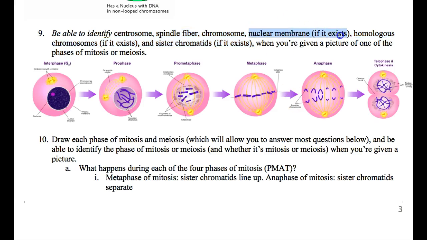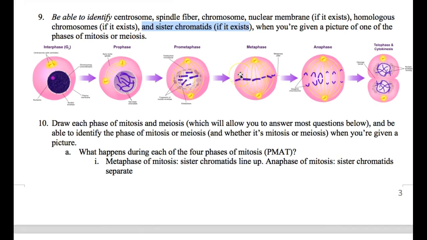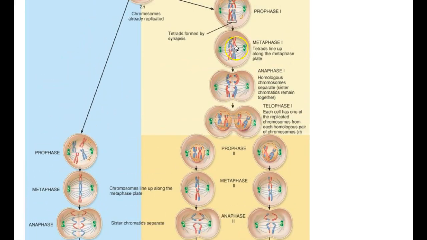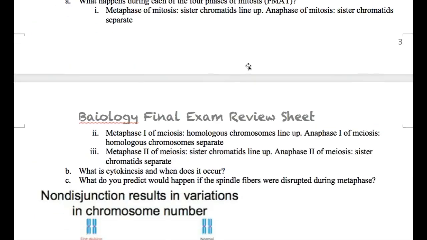And the nuclear membrane is the membrane of the nucleus. A homologous chromosome, we already talked about that. Sister chromatids, we talked about that. So we're good. How do you tell if something is going through mitosis or meiosis? Usually if we have sister chromatids aligned in the middle, that's either meiosis 2 or mitosis. But if you see homologous chromosomes lined up, like right here, those pairs of chromosomes line up in the metaphase plate, then that has to be meiosis.